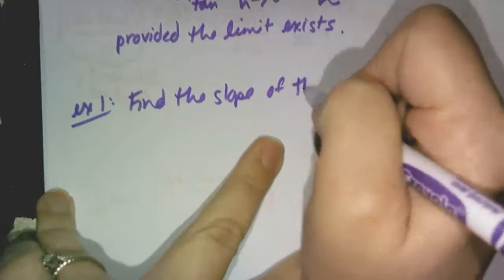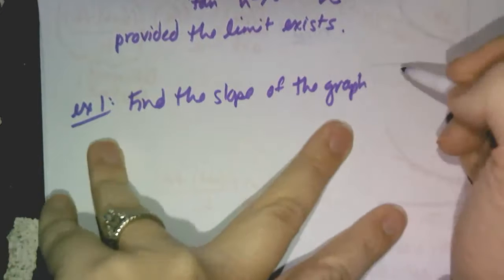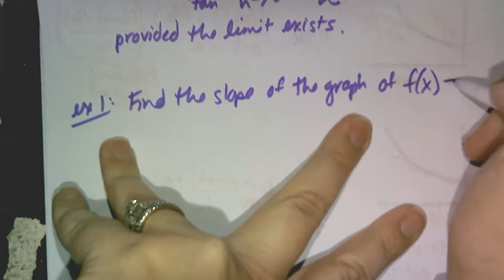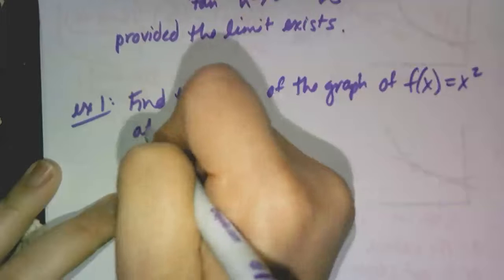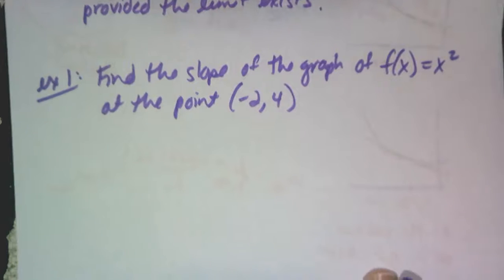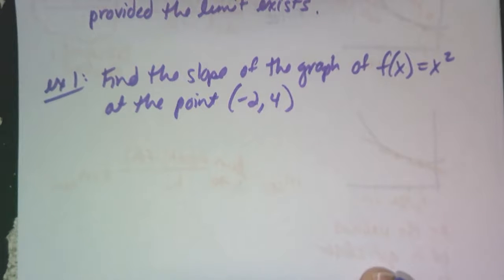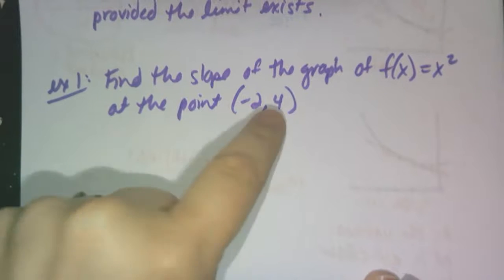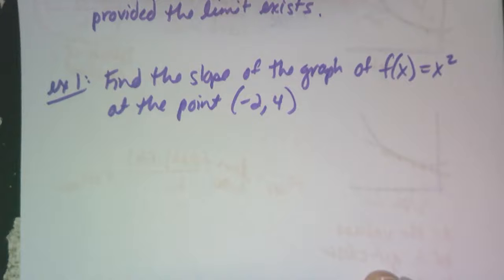Example 1. Find the slope of the graph of f of x equals x squared at the point -2, 4. Okay, you've never done one like this before because you've always had 2 points. I had 2 points, and then I just took the average of them. And now I specifically want you to tell me what the slope is at that point right there. What is it? Right, I don't know because I've always had 2 points.